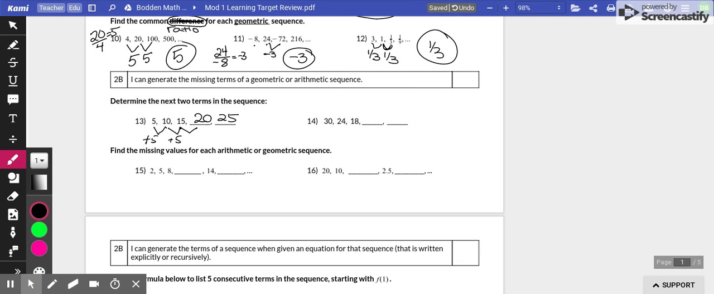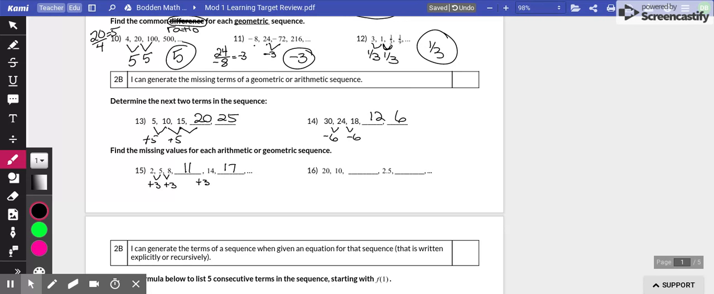14, I'm decreasing, so I'm subtracting 6. So I've got 12 and then 6. All right, 15, let's see, I've got a +3, +3, looks like that continues. 8 plus 3 would be 11. 11 plus 3 would be 14. Perfect.